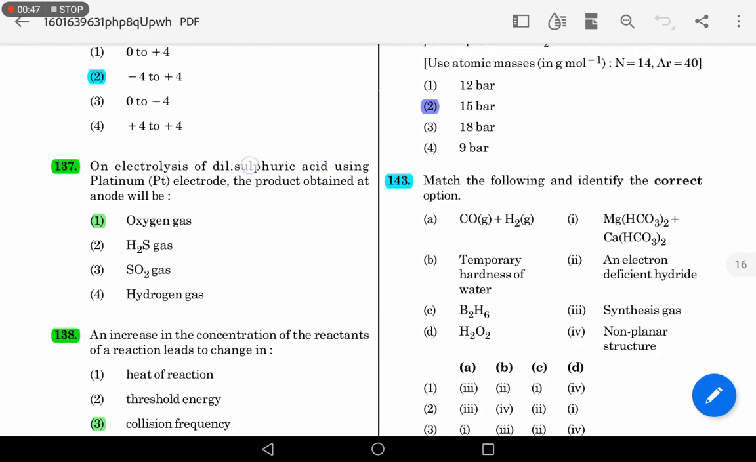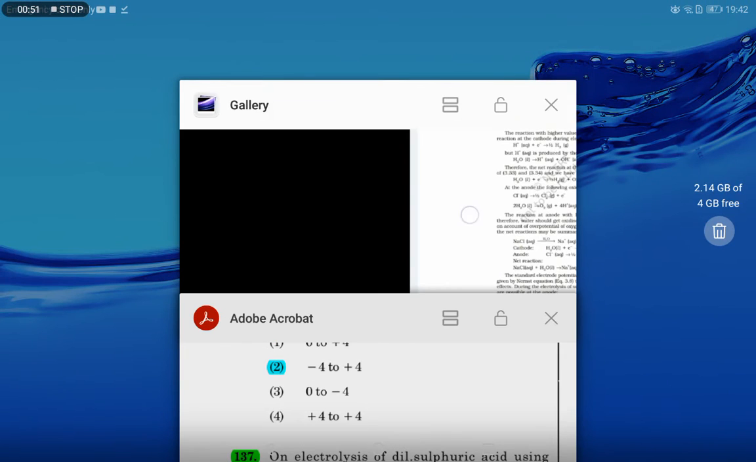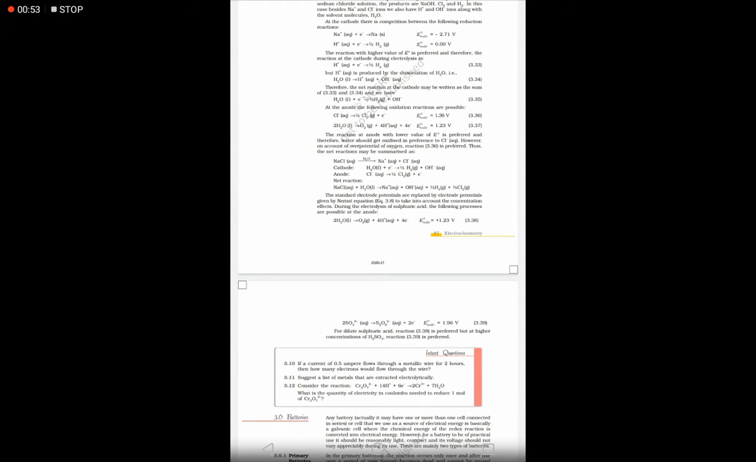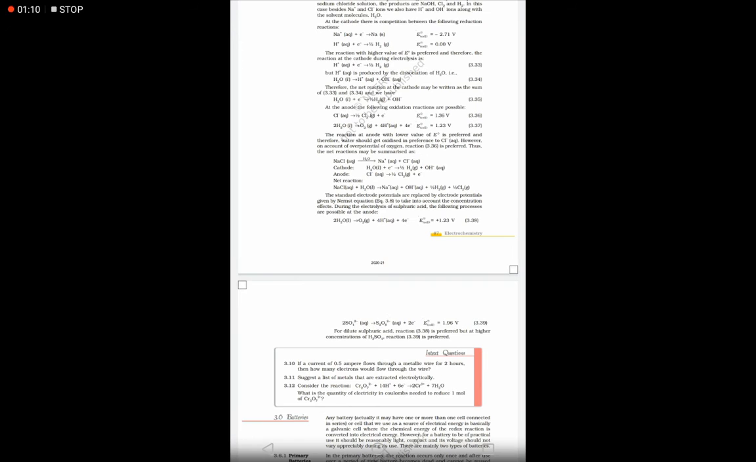reactant or the product to be electrolyzed is dilute sulfuric acid, and again there is a direct NCERT statement for this. So there are two reactions possible. During the electrolysis of sulfuric acid, the following processes are possible at the anode. So this one or this one. Either it evolves oxygen or it forms S2O8 2 minus.